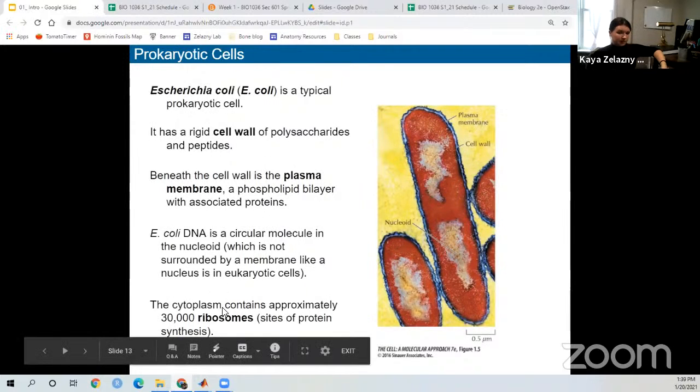One thing that they do have in common with eukaryotes though is ribosomes. We're going to talk in the future about how ribosomes take genetic information and turn it into proteins. So prokaryotes do have some similar processes to eukaryotes, and that's one of them. They do still make proteins using ribosomes.